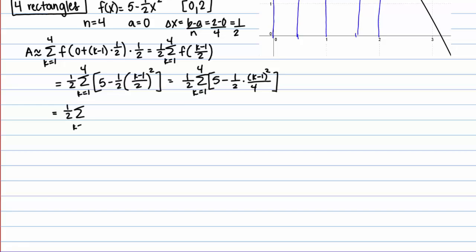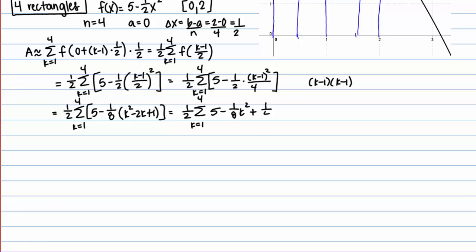With the sum from k equals 1 to 4, I could write this as 5 minus 1/8. I'd like to multiply this out. So k minus 1 quantity squared, you have to FOIL that. That's k minus 1 times k minus 1, so it's going to give me k squared minus 2k plus 1. Always remember to FOIL those. And then if I distribute my 1/8, I get 5 minus 1/8 k squared plus, be careful with your signs, plus 1/4 k minus 1/8.